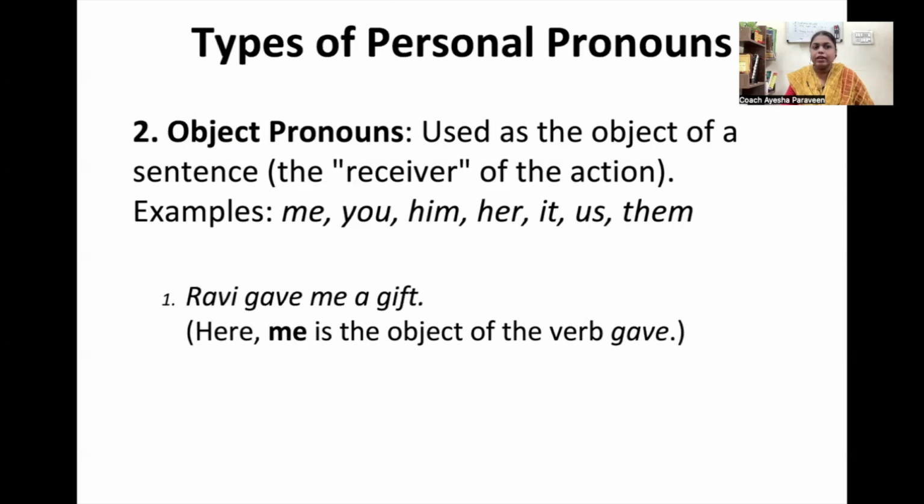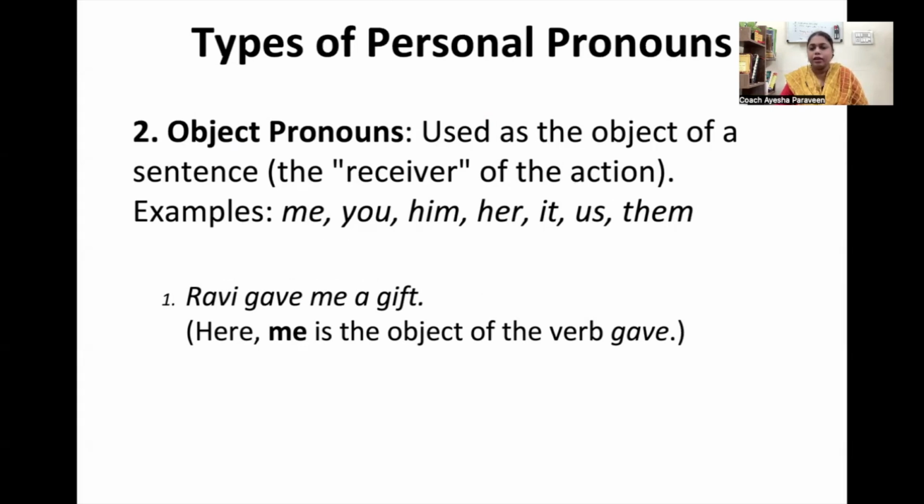Now, our second type of personal pronoun is the objective pronoun. Okay, what is an objective pronoun? An objective pronoun is used as the object of the sentence, the receiver of the action. Examples: me, you, him, her, it, us, them. Okay, so they are objective pronouns. We will understand with one example.